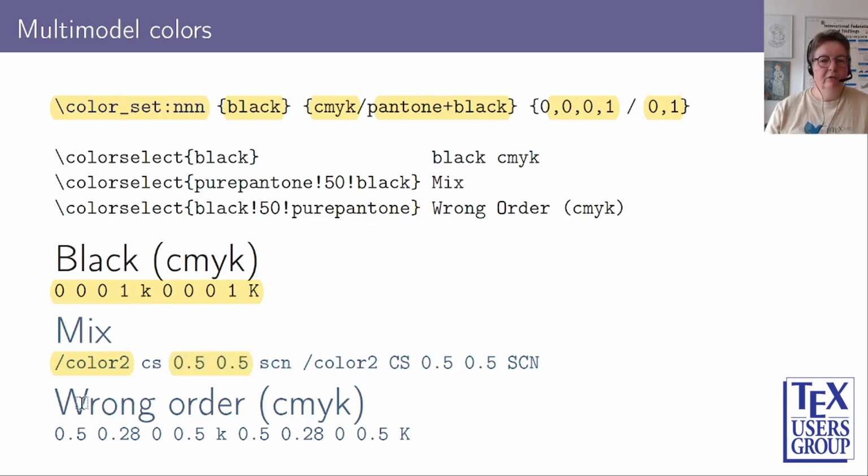But again, pay attention to the order. If we start with this black, then we get a CMYK color, because black has CMYK as its main color model, and this model then wins. This is a wrong result and something that we actually don't want, because it means that we have cyan and yellow in our document.